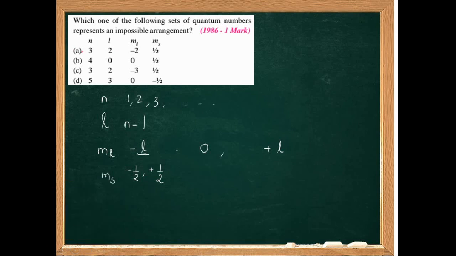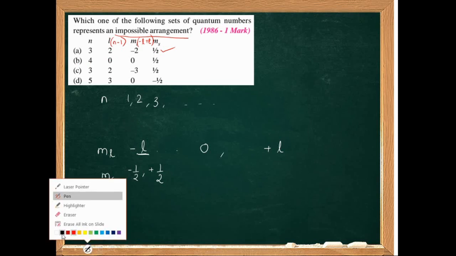So let's say if I take the first one, we have n is equal to 3 and L is equal to 2. So this is acceptable because L is n minus 1. So this is 3 and this is 2, acceptable. Then Ml can be what? Ml can be minus L to plus L. Okay. So Ml is minus 2. So this is one of the values which Ml can take from the values of L, acceptable. Ms is half. So each orbital will have both the spins. So this is acceptable. What we are asked is the impossible arrangement. Then for 4, we have values. Okay. So what are the values of L actually?